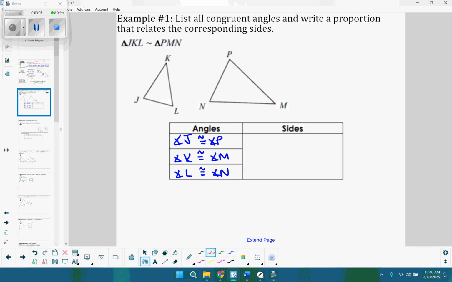As for the sides, we know sides are made up of two letters. So JK, the first two letters, corresponds to PM. This is a fraction, one triangle to the other, equals, now I'll go to the next letters, KL matched with MN, equals, now we'll go first last, JL matched with first last, PN. So this would be a proportion relating the corresponding sides.